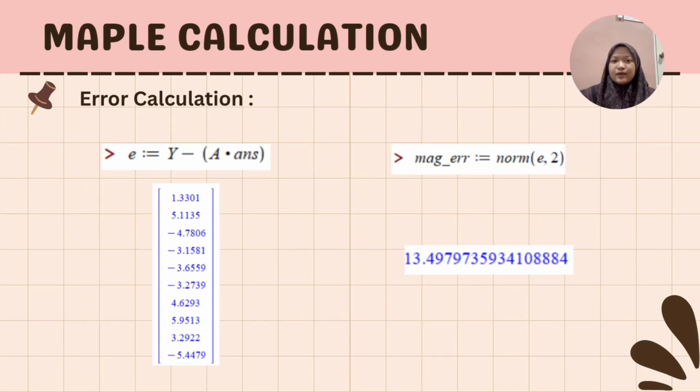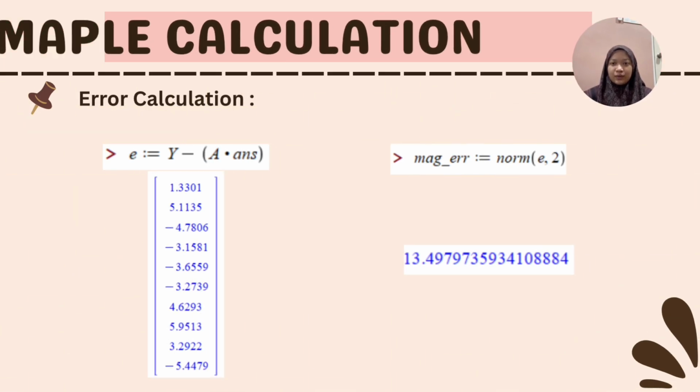The last one, we need to find the error vector. The error vector is calculated by using the formula E equals Y minus M times V, and we will get the answer for the error vector. And the magnitude of the error vector is calculated by using the formula of the square root of the summation of squared error for every data. And this is the output below.